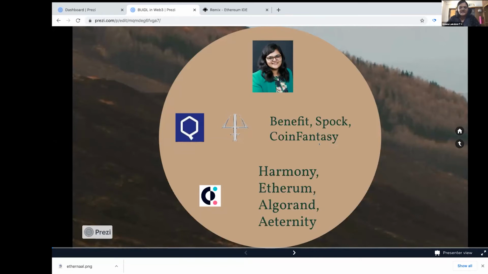Today's topic is building in Web3. I have kept this slightly more generic. The talk is focused slightly more towards the developer audience because that's my background, that's where I come from, and I can relate to that the most.